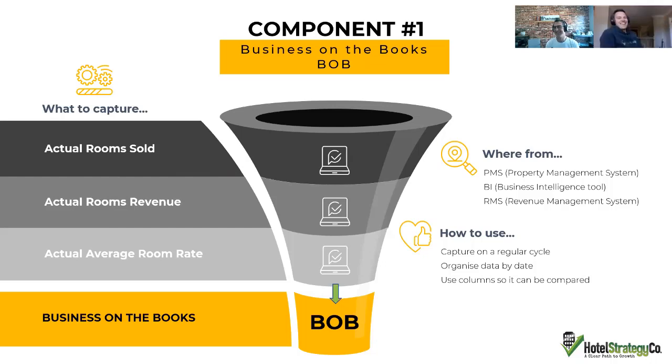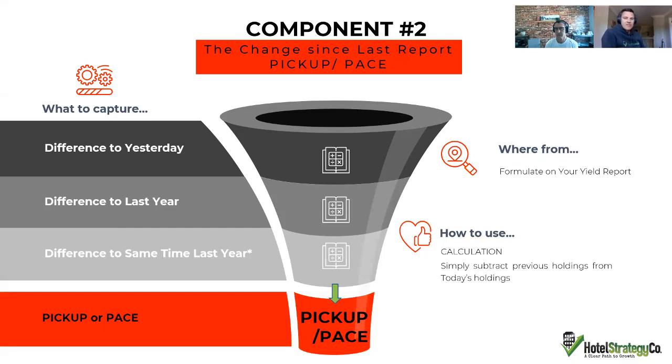Thanks, Mick. So the first component we look at is your business on the books, or your BOB. We usually source that data out of your property management system, your PMS. You can also potentially get that out of a business intelligence tool or a revenue management system, should you have any of those. The data that you want to get access to is your rooms sold, your actual rooms revenue, and your room rates, both historically and going forward, so that you can then build more information out of that. So that's the business on the books component.